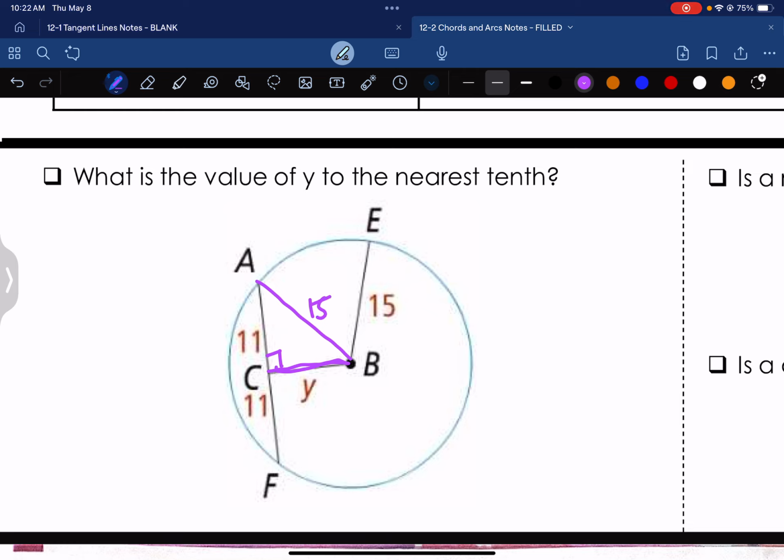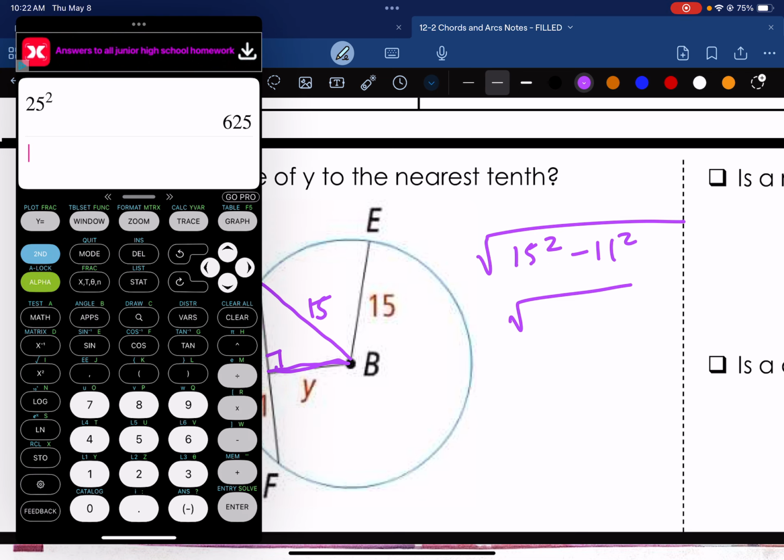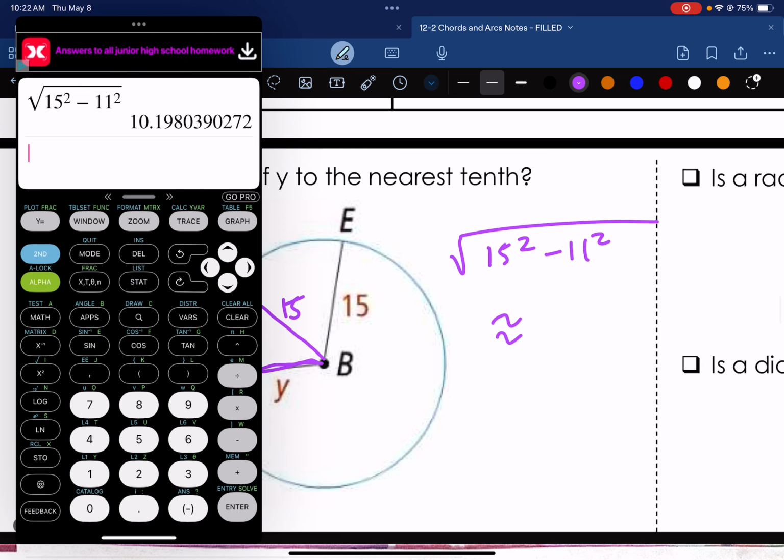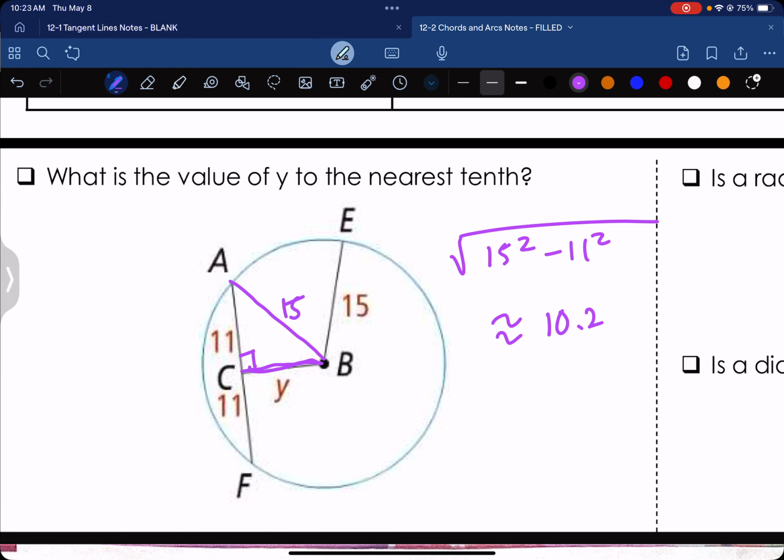All right, since that's 15, I'm looking for my shorter side. We're going to use that formula: it's always the bigger side squared minus the smaller side squared. Plug that in the calculator real quick. So we say square root of 15 squared minus 11 squared. Press enter. I'm going to approximate this to the tenths place, so 10.2.